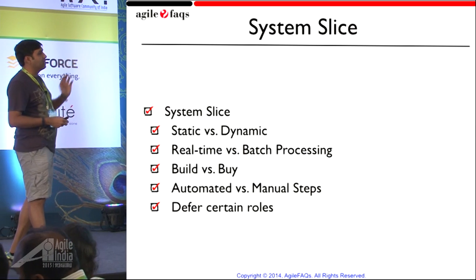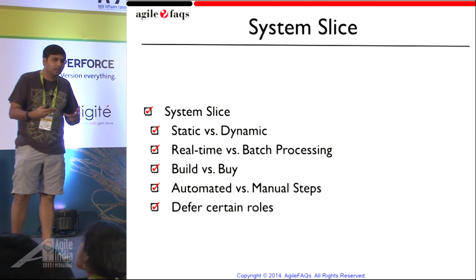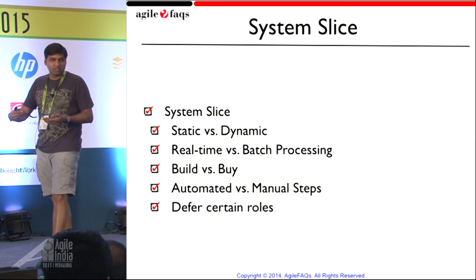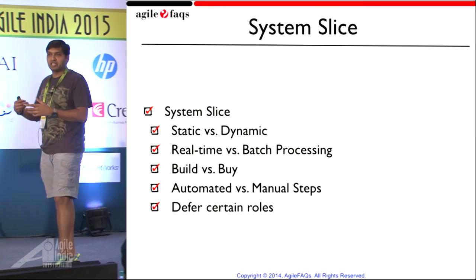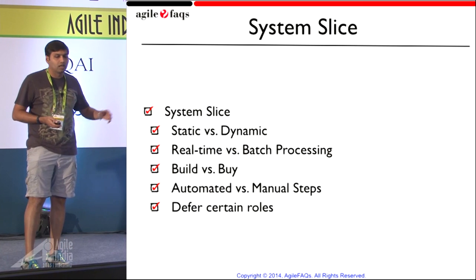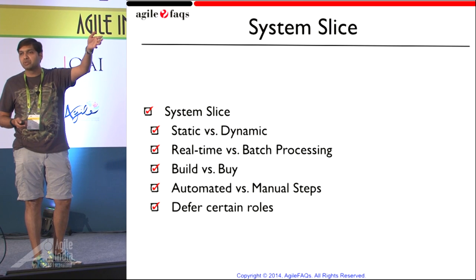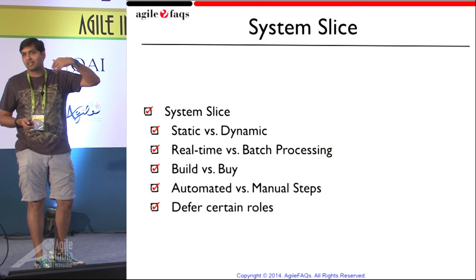Whether I want to do real-time versus batch processing, that's another way to slice things, right? Instead of doing real-time, you could say I'm going to do batch processing for now, and then gradually sophisticate the algorithms and things like that so they can actually deal with it in real-time. Whether build versus buy, whether I want to build this or whether I want to reuse some other third-party component, that's another way to slice it.